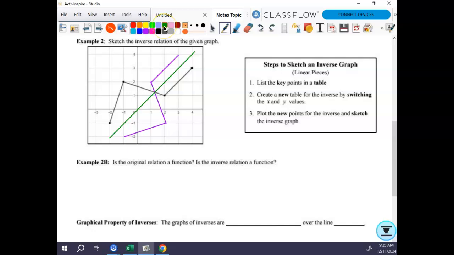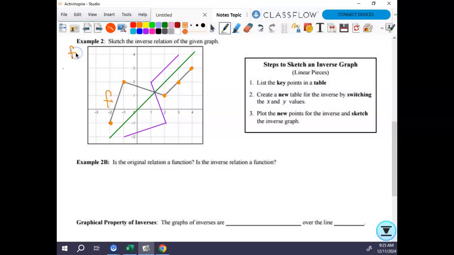We are going to start with, so if I'm going to sketch the inverse, we list key points in a table. So we're going to find our key points first. And so I would say those key points will be here, here, here, and here. But we're going to add one more, this one right here, the (3, 2). So add that one in there. Don't get ahead of me to the purple just yet. And then we'll call this one F.